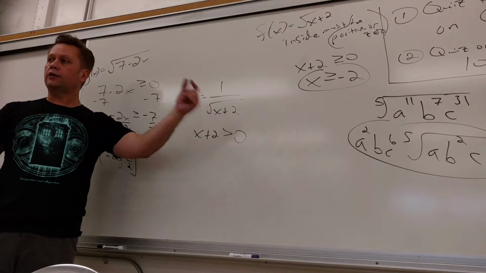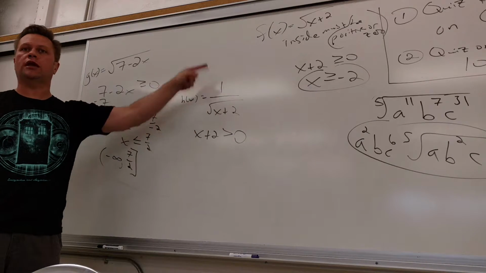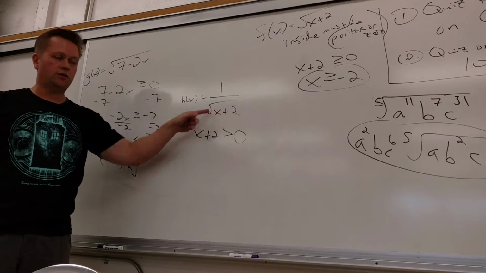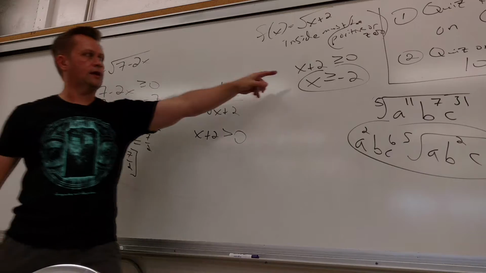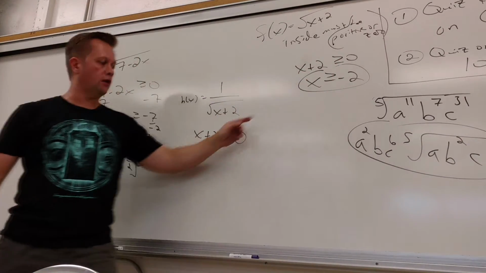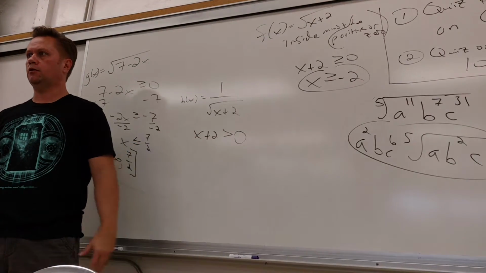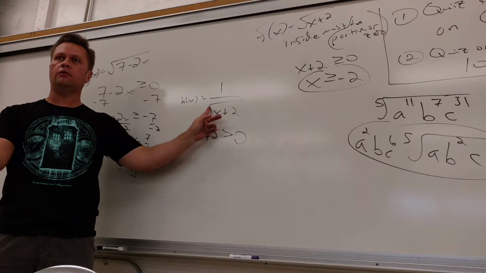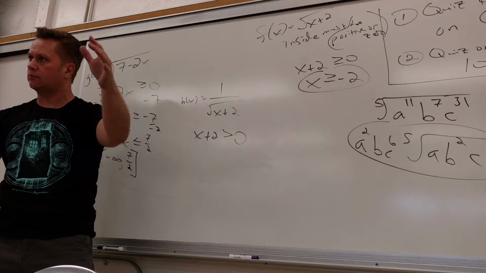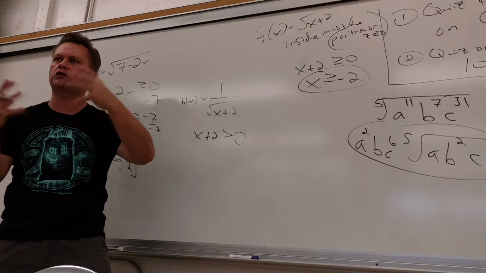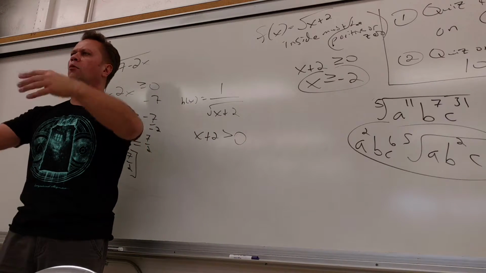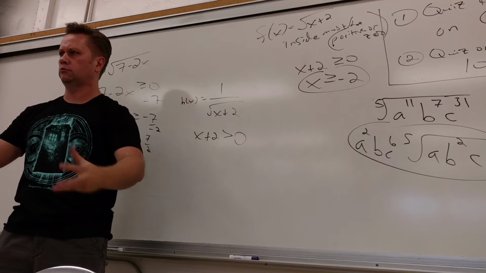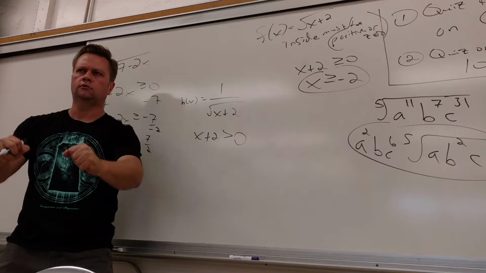The radical could handle 0, but why can't the function handle 0? Because this is on the bottom. So I can't say it's greater than or equal to 0. It can only be greater than 0. There are two problems here: the radical is a problem, and the fact that it's on the bottom is a problem. So that further restricts my domain. It makes some more things not usable.